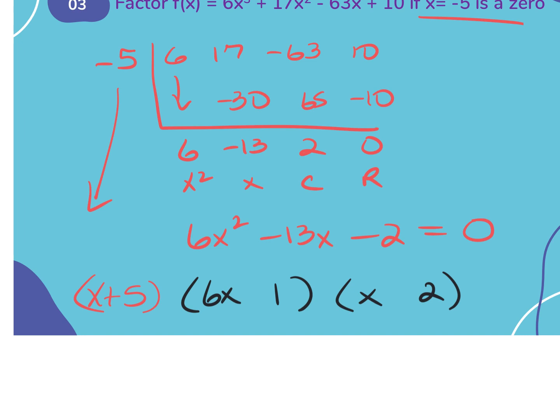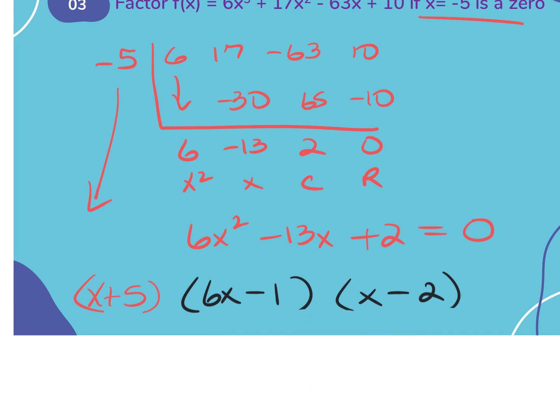Let's go ahead and, actually this should be a positive 2 here. And to get the negative 13 in the middle, they're both negative. And then if you're going to guess and test like this, quickly do the outer and the inner and make sure you do get negative 13 in the middle, which I did. So my guessing and testing worked.